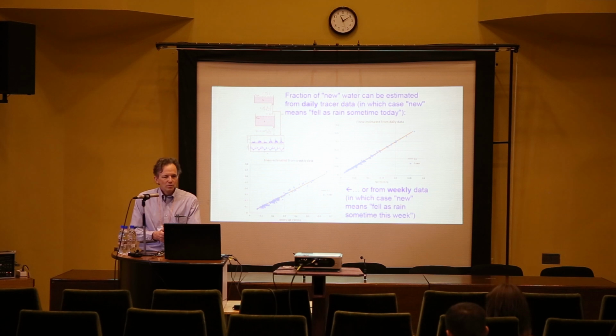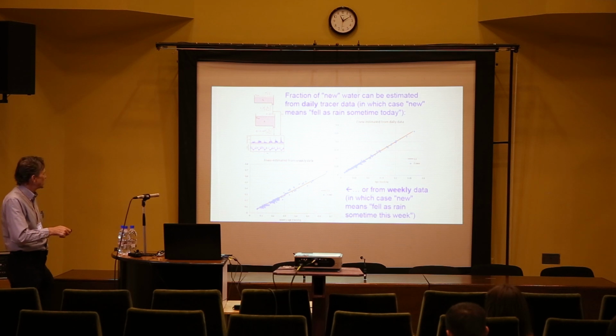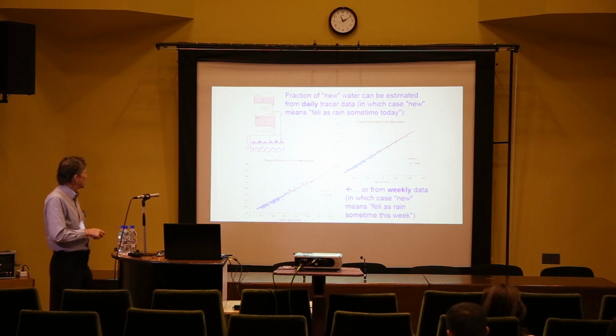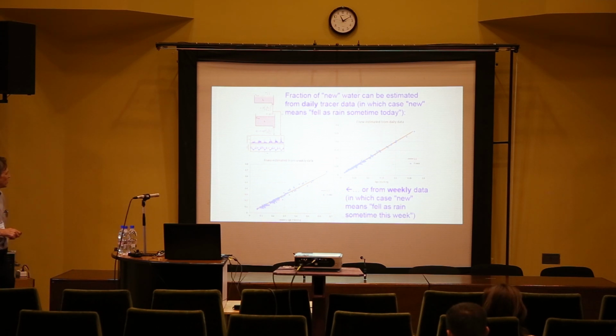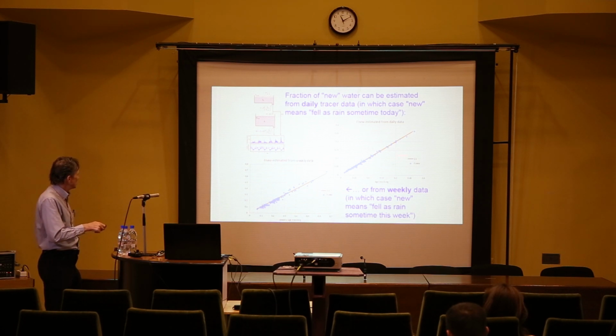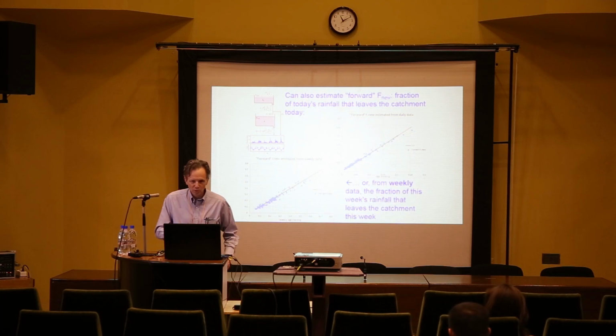Okay. And we can, as I said, test this not just for one event, we can test it for lots of events. And this analysis shows that if we use daily tracer data, this technique will tell us what fraction of the water fell as rain sometime today. We can apply the same thing to weekly data, which will tell us what fraction of the water in the stream fell as rain sometime this week. And we can test these using the model. This is observed in the model versus predicted by the analysis. And so we can keep doing this again and again.